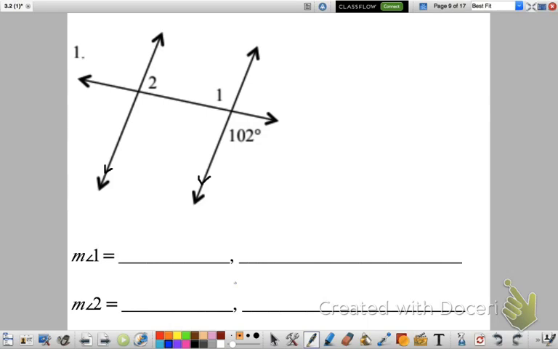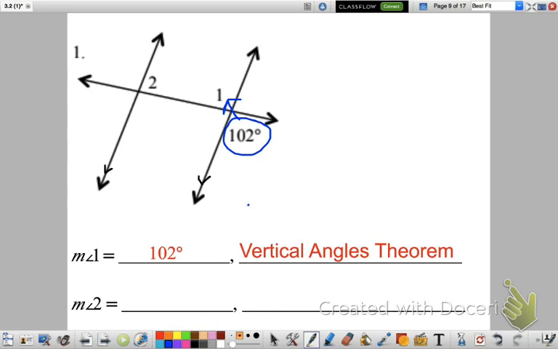So let's look at this one. We are given that the measure of this angle is 102 degrees. What does that tell us about angle 1? Well, these two angles are vertical angles. So the vertical angles theorem tells us that vertical angles are congruent. So that means the measure of angle 1 is 102 degrees.